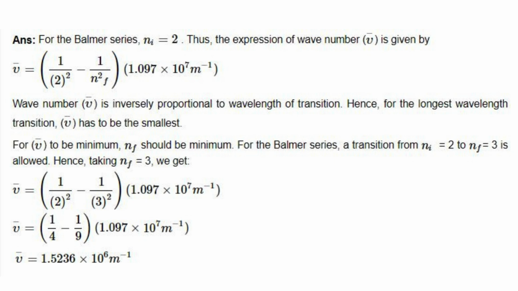Hence, taking n_f equals 3, we get wave number = (1/2^2 - 1/3^2) × 1.097 × 10^7 m^-1. Wave number = (1/4 - 1/9) × 1.097 × 10^7 m^-1. Wave number equals 1.5236 × 10^6 m^-1.